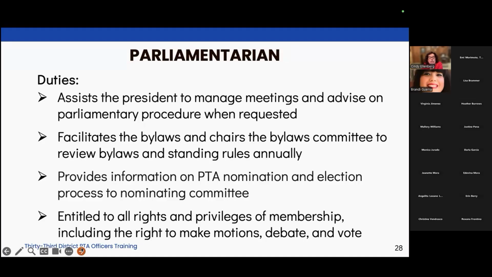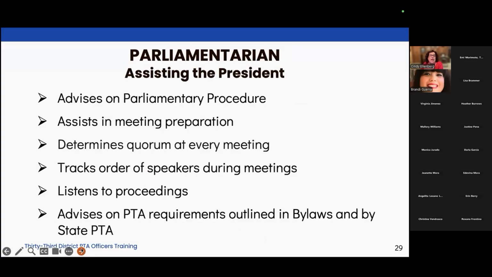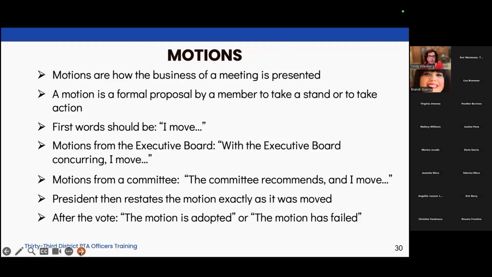And your parliamentarian is entitled to all rights and privileges of membership, including the right to make motions, debate, and vote. Just because you're a parliamentarian does not mean your voice is silenced. You advise on parliamentary procedure, meeting preparation. You determine that a quorum is met at every meeting. You track the order of the speakers during the meetings and listen to the proceedings so that you are well informed and can advise the president, and advises on PTA requirements that are outlined in the bylaws and state PTA toolkit and website.